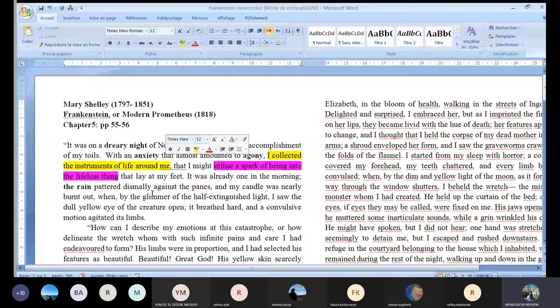Now, there is another figure of speech within the same sentence. Can you spot it? Infuse a spark of being into the lifeless thing that lay at my feet.